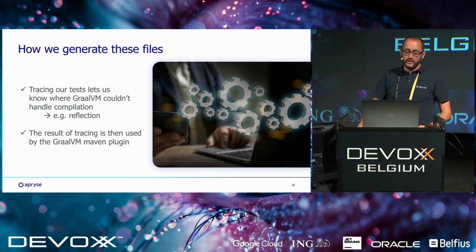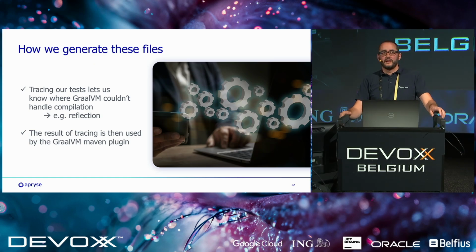So we let GraalVM compile, and then we run tests against the binary executable. We trace those tests, and we get out all the results where errors and exceptions are being thrown by the Graal runtime. Then all that tracing result is used by the GraalVM Maven plugin, which is also freely available. And that leaves us with all the configuration files automatically generated.